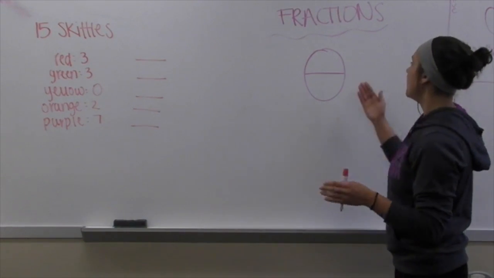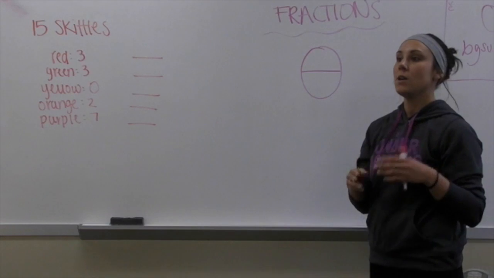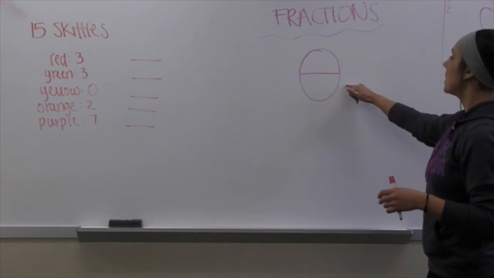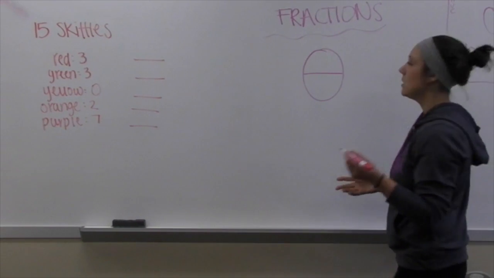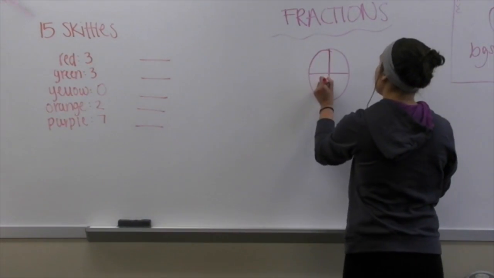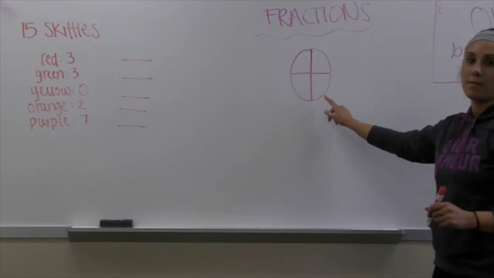So if I had a piece of pizza and I wanted to split it between two people, we know that I can cut it and this would give me two halves. But what if I wanted to share it with four people? So we're going to cut it into fourths. And now each part of this is going to be 1/4.